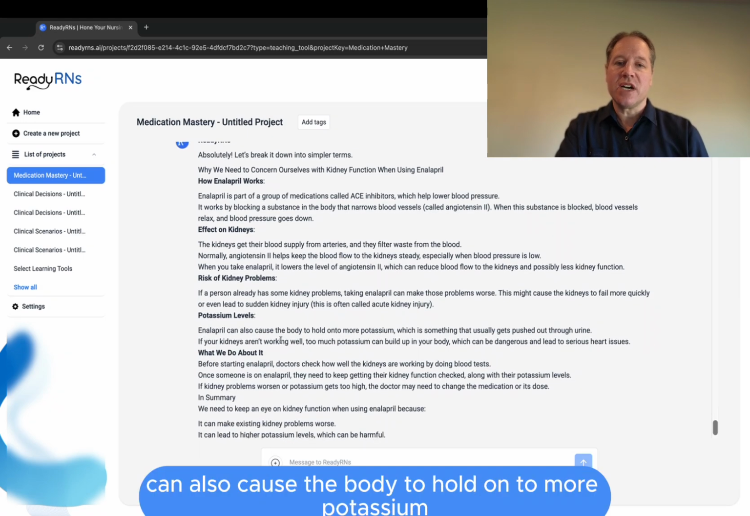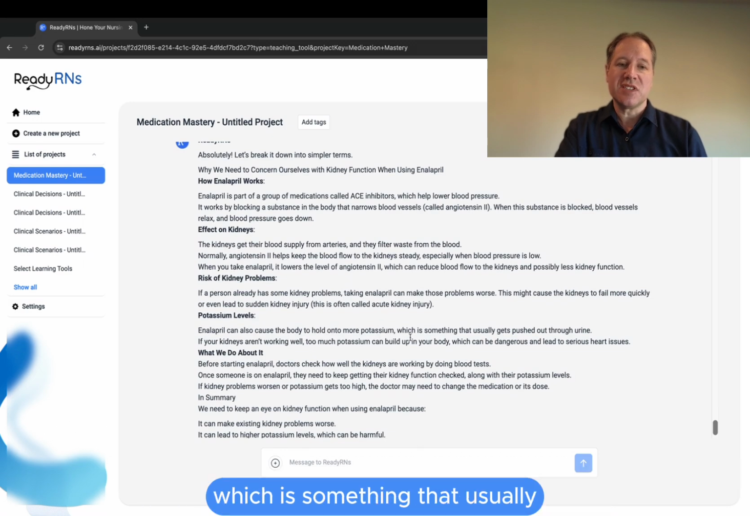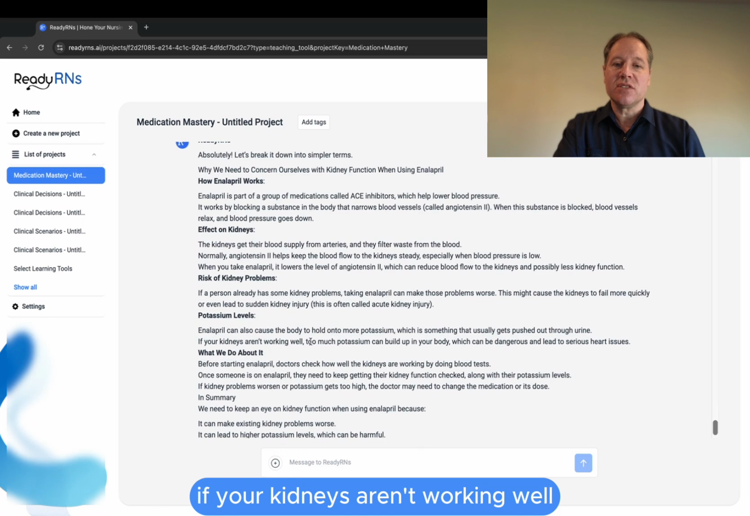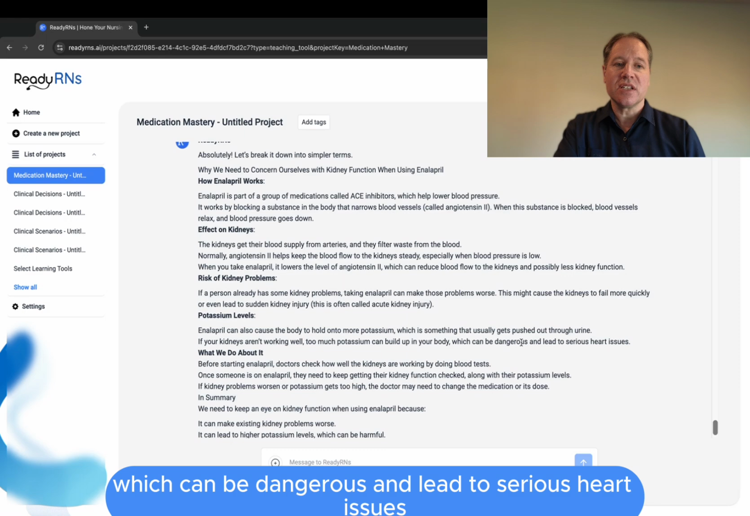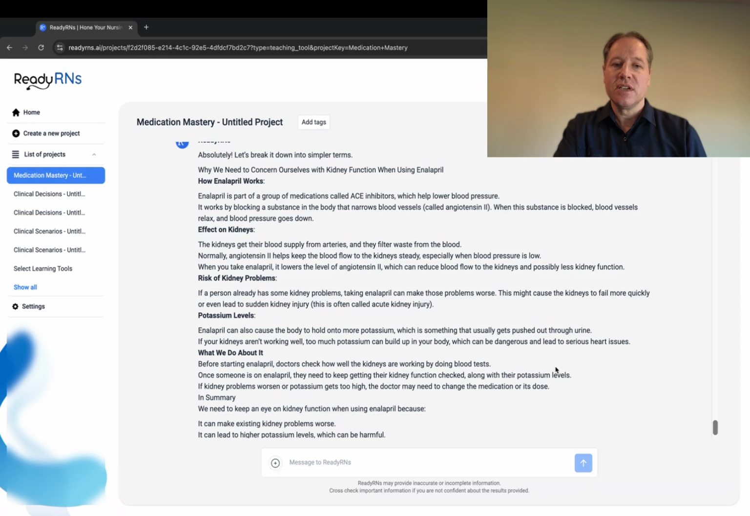Enalapril can also cause the body to hold on to more potassium, which is something that usually gets pushed out through the urine. If your kidneys aren't working well, too much potassium can build up in your body, which can be dangerous and lead to serious heart issues.